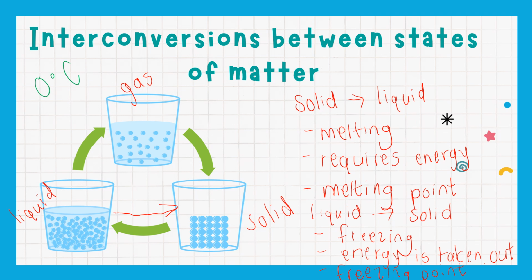So the melting and the freezing point is the same. Depending on whether energy is added or taken away will determine which direction it's going to go, whether it's going to turn into a solid or whether it's going to turn into a liquid. Okay, so that is change of state between a liquid and a solid.